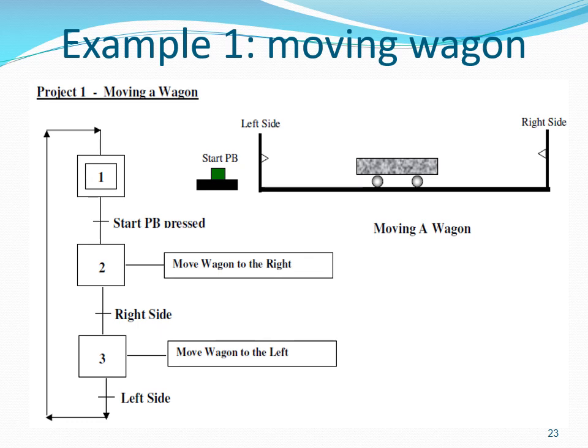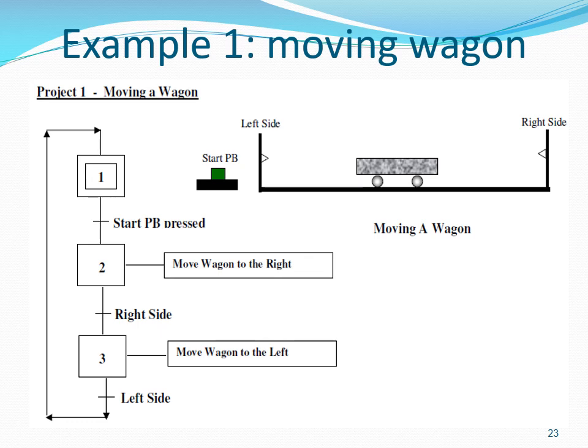We can notice that there are sensors on the right hand side and on the left hand side to detect when the wagon reaches each of these sides. Also shown is the graph set to describe the operation of the system. The graph set has 3 steps. Step number 1 is the idle state, which is also the first step that is entered when the PLC is first switched on. The 2 rectangles on step 1 indicate that this is the first step.